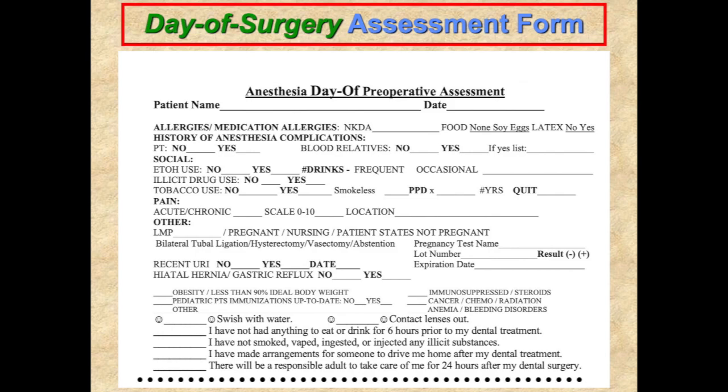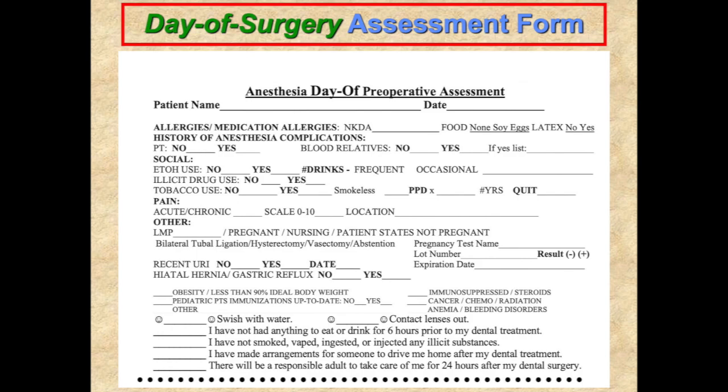It's going to give us a snapshot of what's going on with the patient's health history that day before we've started. You all are anesthesia people now, so make sure you fill in their patient name and the date, and this can be updated with another date. You can still use the same form. It should be done at least once a year. Allergies and medications: no known drug allergies.